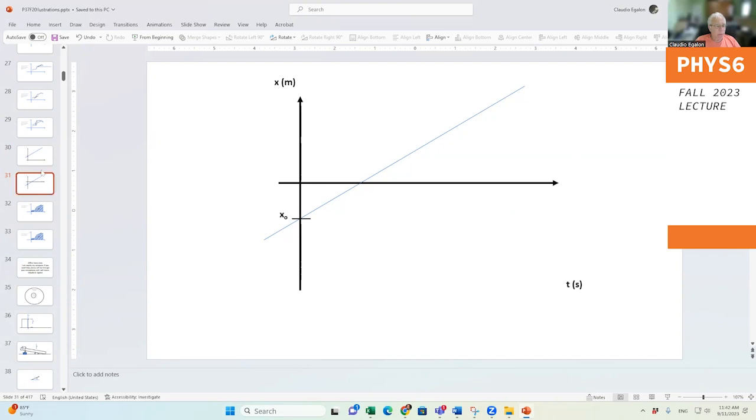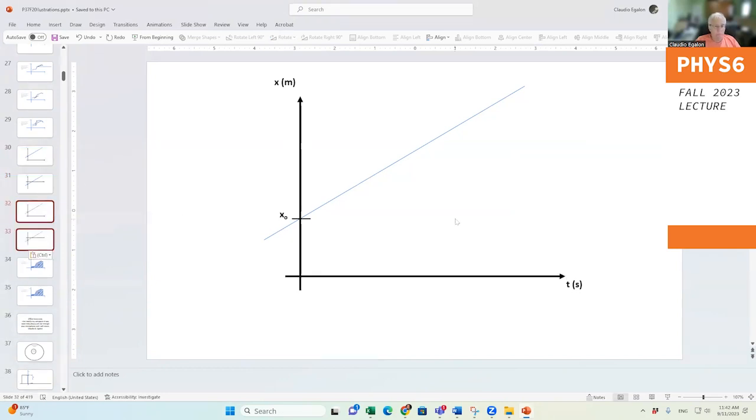The graph can be two other ways as well. The graph can be like that. Those are all the possible graphs that you're going to see out there for constant velocity. And I'm going to do even better. Here you go. Move upwards.